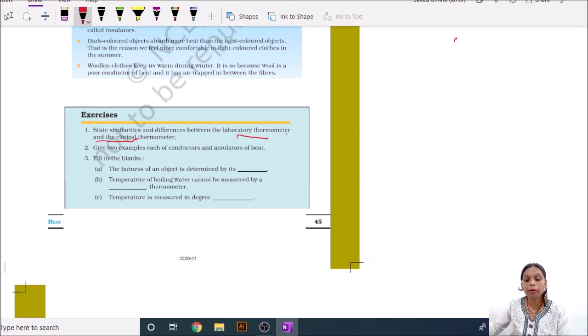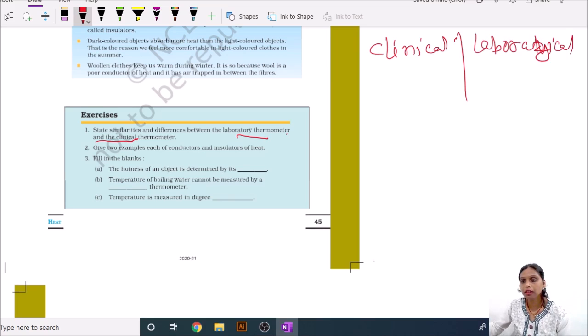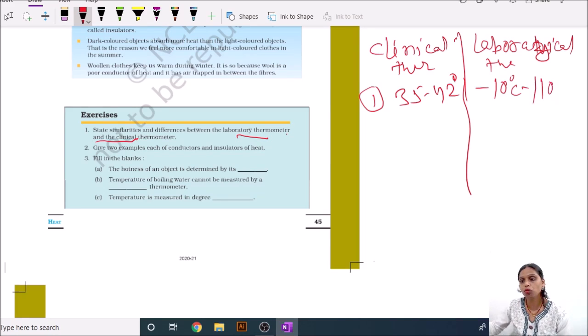Clinical and laboratory thermometer. Okay. Then clinical thermometer has a range of 35 to 42 degrees Celsius, whereas laboratory thermometer's range starts from -10 degrees Celsius to 110 degrees Celsius, whereas clinical thermometer actually measures the heat of human body.